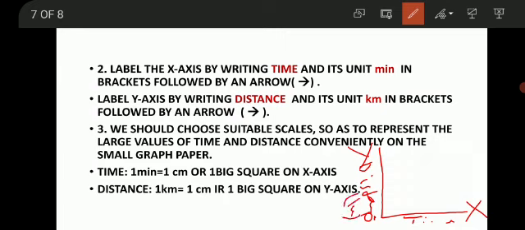After that we have to choose a suitable scale. So we have to take the big square as 1 kilometer and 1 minute, that means it is equal to 1 centimeter. So we have to take it in this way: each and every big square is equal to 1 centimeter, which is equal to 1 kilometer in case of distance and 1 minute in case of time.